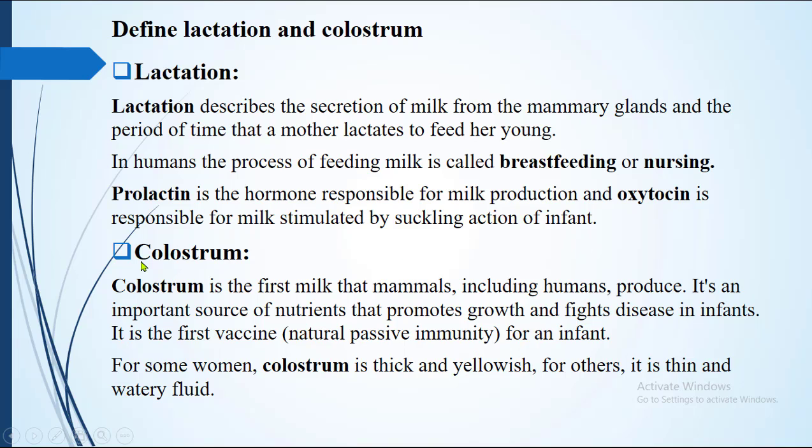Then colostrum. Colostrum is the first milk that mammals, including human beings, produce. It's an important source of nutrients that promote growth and fights diseases in infants. It is the first vaccine, which is also known as natural passive immunity for an infant. For some women, colostrum is a thick yellowish fluid, and for others, it is a thin watery fluid. Colostrum is not actually milk, rather, it is a fluid.